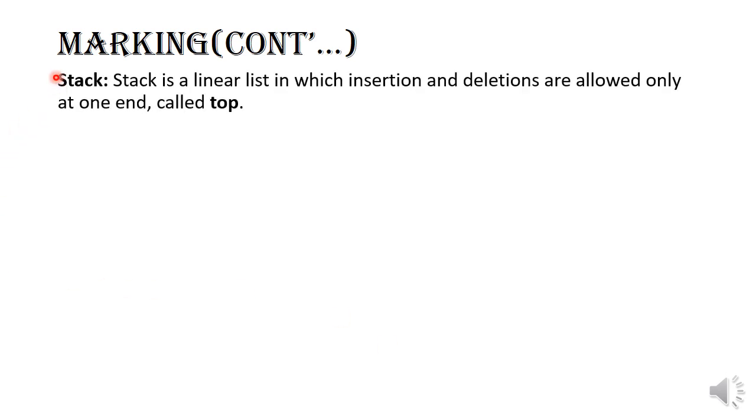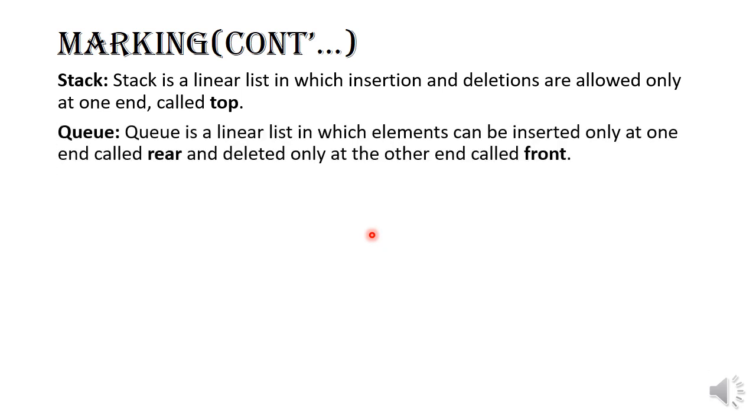We have also a stack, which is a group of elements with the same data types in which insertion and deletion are allowed only at one end called the top. A queue also is a linear data structure. A queue is a linear list in which elements can be inserted only at one end called the rear and deleted only at the other end called the front.